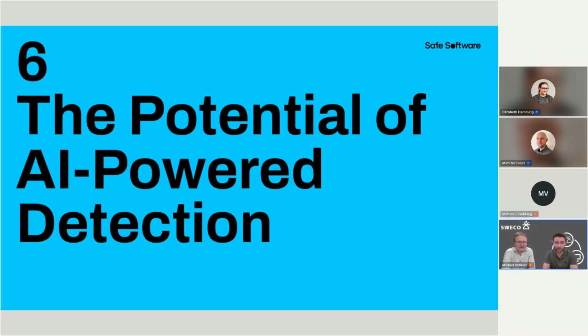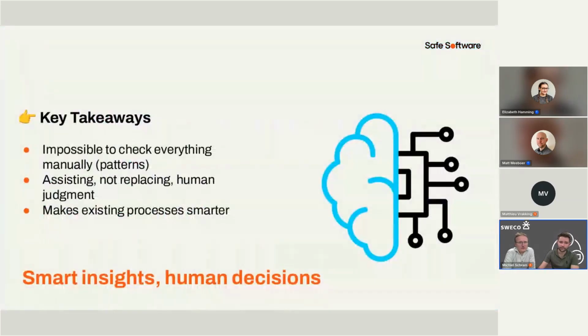Okay, well, thank you, Mathieu. And I will continue with the last part of this webinar. And it's about the potential of AI-powered detection. So as I told you before, we're using AI for privacy assessment. And first, it's very valuable because it's impossible to check everything manually.